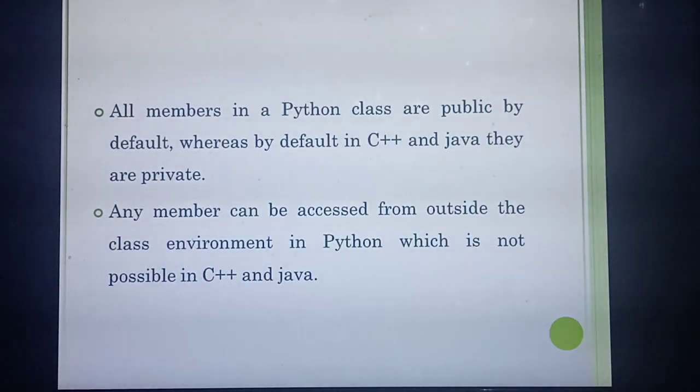But all the members in Python classes are public by default. What do you mean by public? Public means inside the class you can access, outside the class also you can access. Okay, but in C++ you have studied that by default all the members are what? Private. But Python is just the opposite. Just opposite means public, that is, everywhere you can access. What do you mean by public? Inside the class you can access, outside the class also you can access.